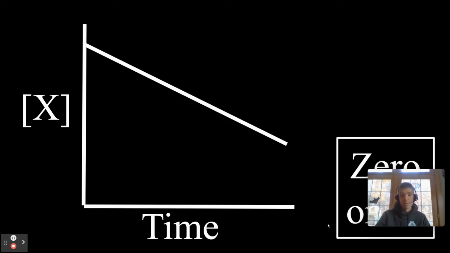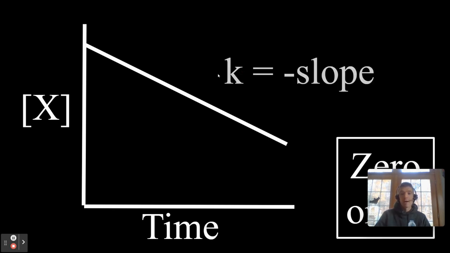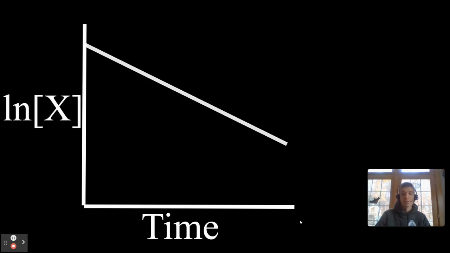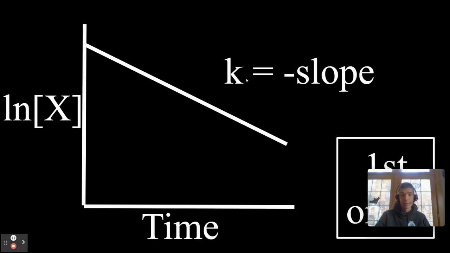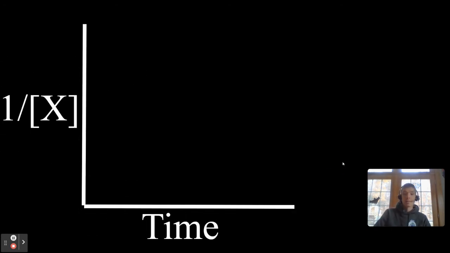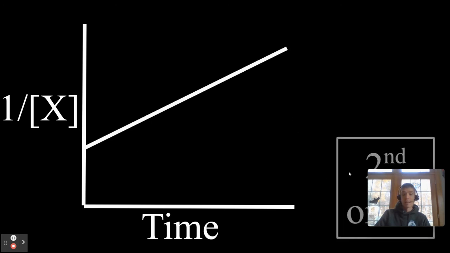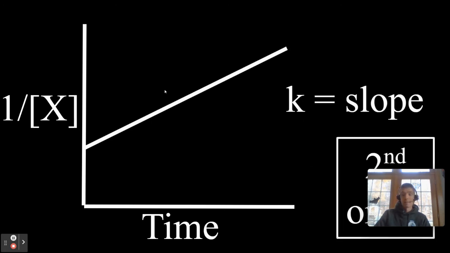Now, I also want to talk about these graphs of zero, first, and second order, because the graphs are going to help us see where the equation comes from. This is zero order, and your K value is the negative of the slope. This is first order, where you graph the natural log of the concentration of X, and the K value is the negative of the slope, K being the rate constant. And for second order, when I take the reciprocal and graph it, I get this relationship, and my K is the value of the slope.